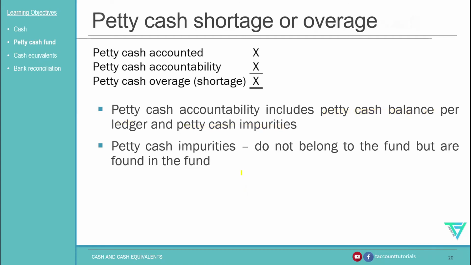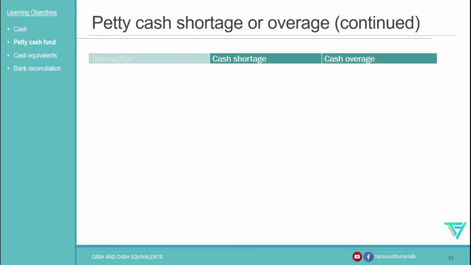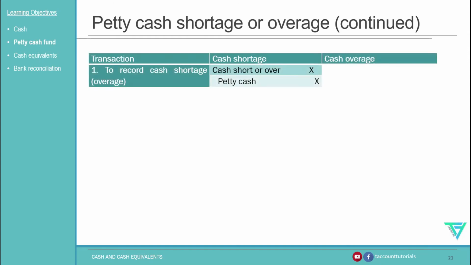So how do we account for shortage or overage? How to record cash shortage? We use cash short or over. It is a suspense account, meaning it is a temporary account and it will not be reflected on the financial statement. For cash shortage, the entry is debit cash short or over, credit petty cash. For cash overage, just the reversing entry.